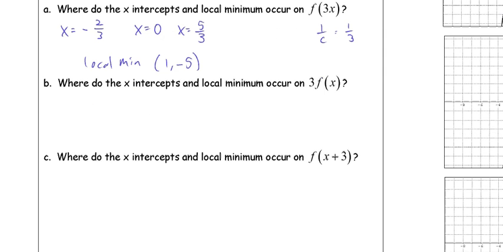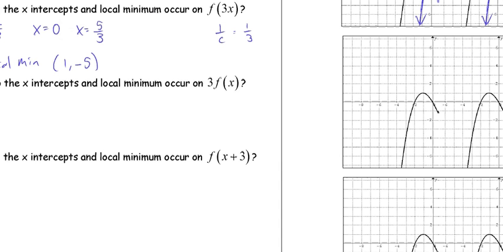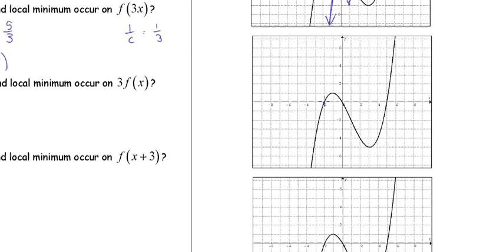All right. Next we have, where do the x-intercepts and local minimum occur on 3 times f of x? Think through this, and again, pause and actually think through it rather than just waiting to watch the video. This is going to affect our y values. Let's sketch that out. Everything that was happening at y equals 0 stays at y equals 0, but all of our outputs are going to be multiplied by 3, stretched vertically by a factor of 3.